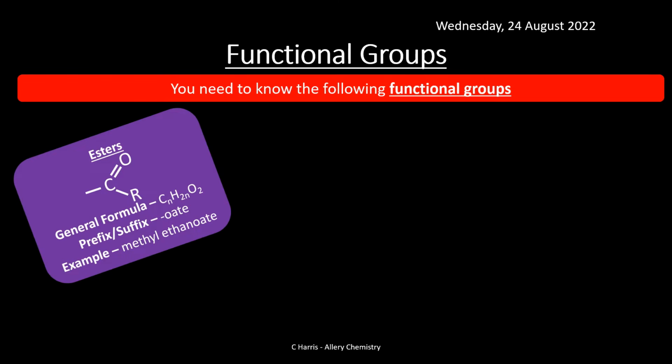Okay, esters. Again, these are very similar to a carboxylic acid. They have this double bond O with an R group there. So they end in -oate, for example, methyl ethanoate. That's an example of an ester.